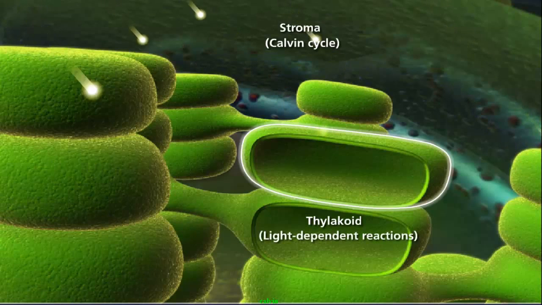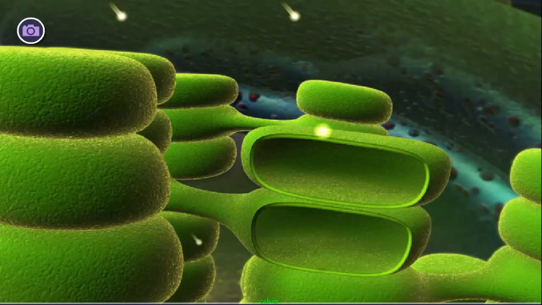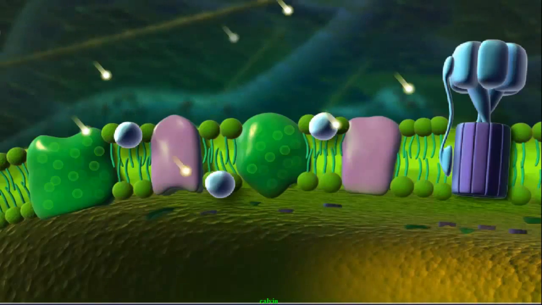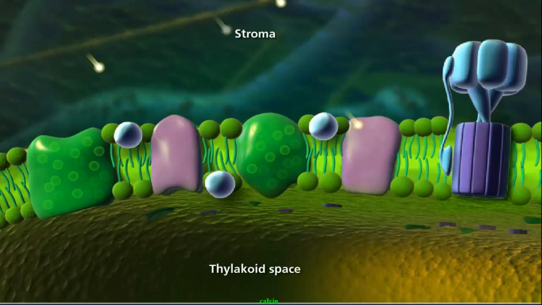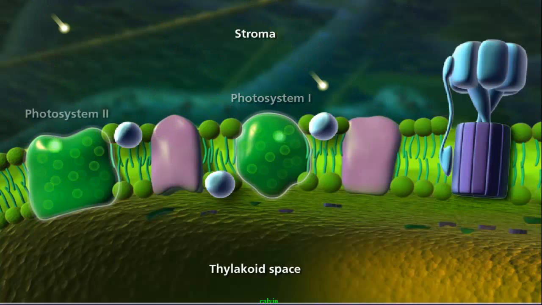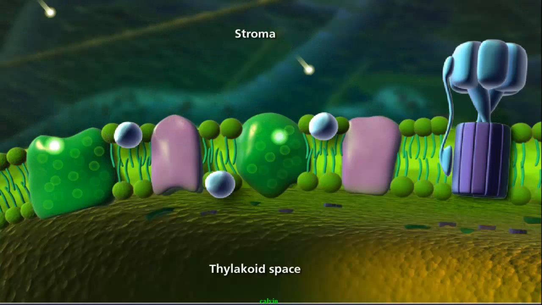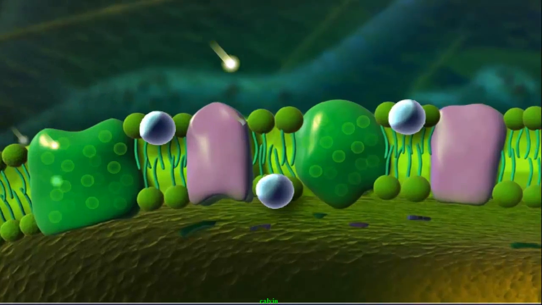The light-dependent reactions occur in the thylakoid. It is here that conversion of light energy to chemical energy is initiated. In most photosynthetic organisms, thylakoids contain pairs of photosystems, called photosystem 1 and photosystem 2, that work in tandem to produce the energy that will later be used in the stroma to manufacture sugars.